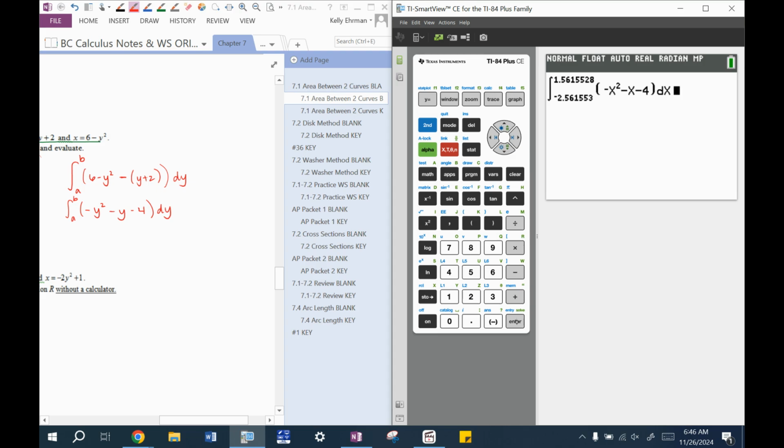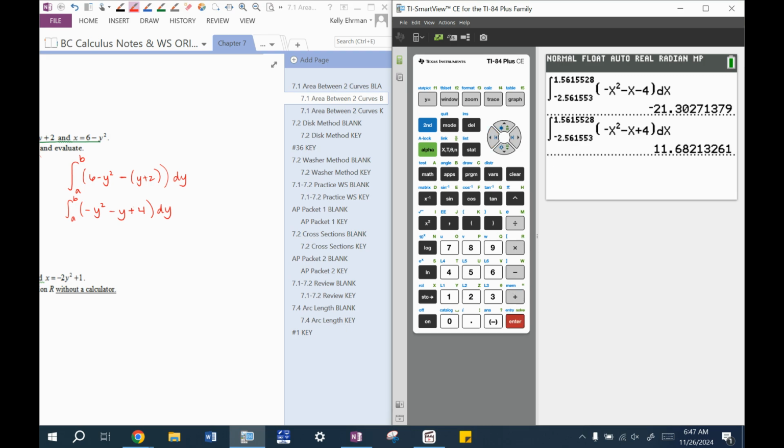All right. So I am getting, let's see. Now wait, something went wrong here. I'm getting negative 21.308. Let's see. Oh, it's not minus 4. It's plus. Seems weird that would be enough to make a difference, but I bet that sent my curve down. Let's see. Oh, there we go.